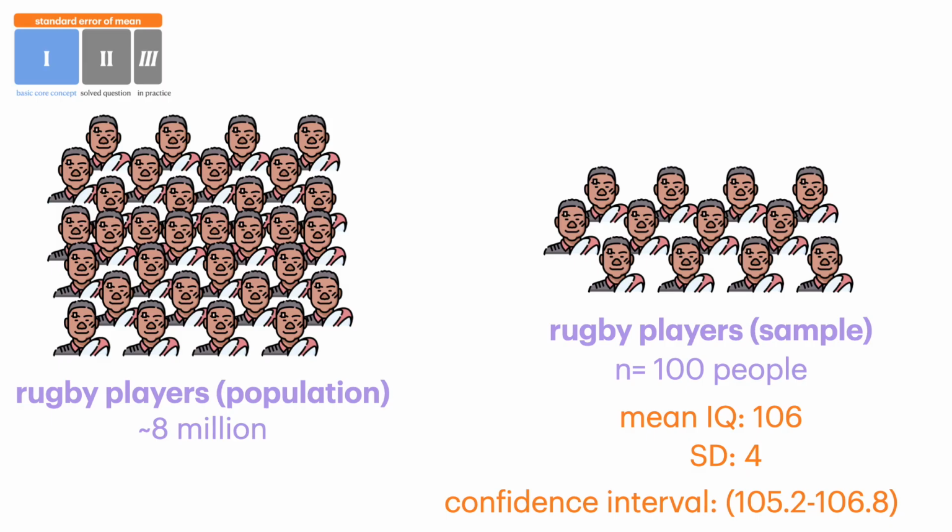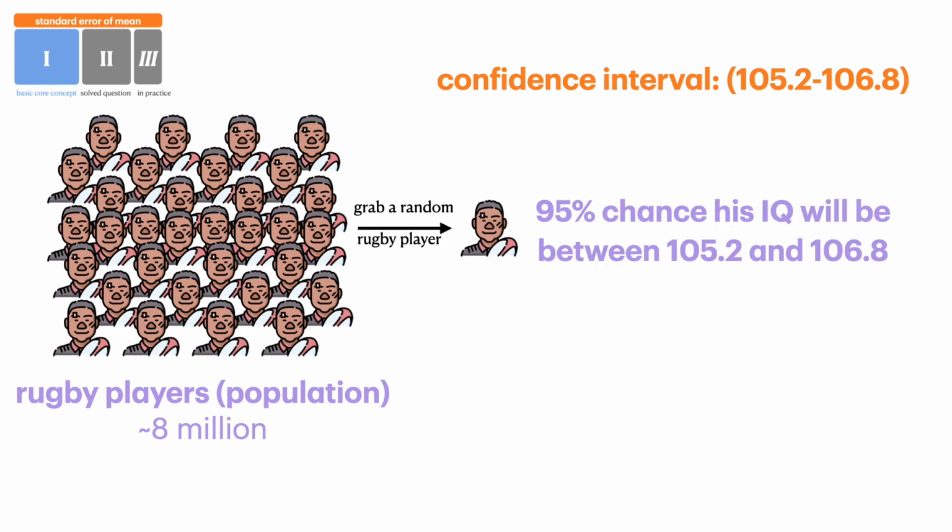So far, not bad. You calculate the standard error of the mean, multiply it, and add it to the mean, and now you have a confidence interval, a 95% confidence interval that goes from 105.2 to 106.8. But what does this mean? This means if I grab a random rugby player from the rest of the rugby player population, there is a 95% chance that his IQ will fall between 105.2 and 106.8.